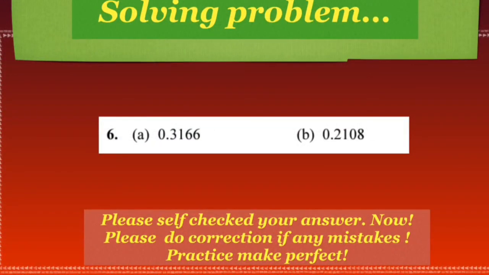Now I show you the answer. You have to do your proper working. So the answer for A is 0.3166 and for B is 0.2108. So maybe somebody would like to share your answer if you got the perfect answer. Okay, let's see.